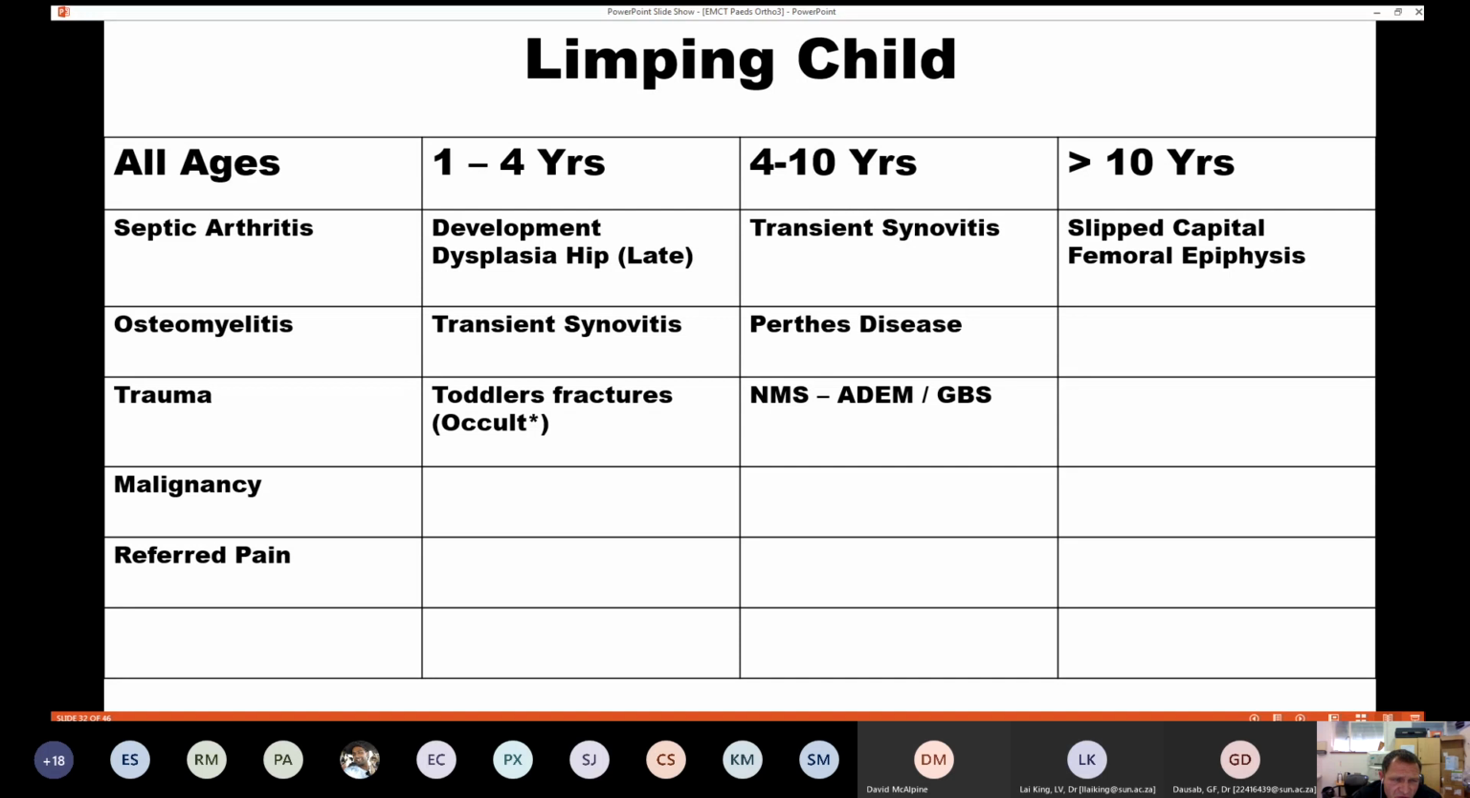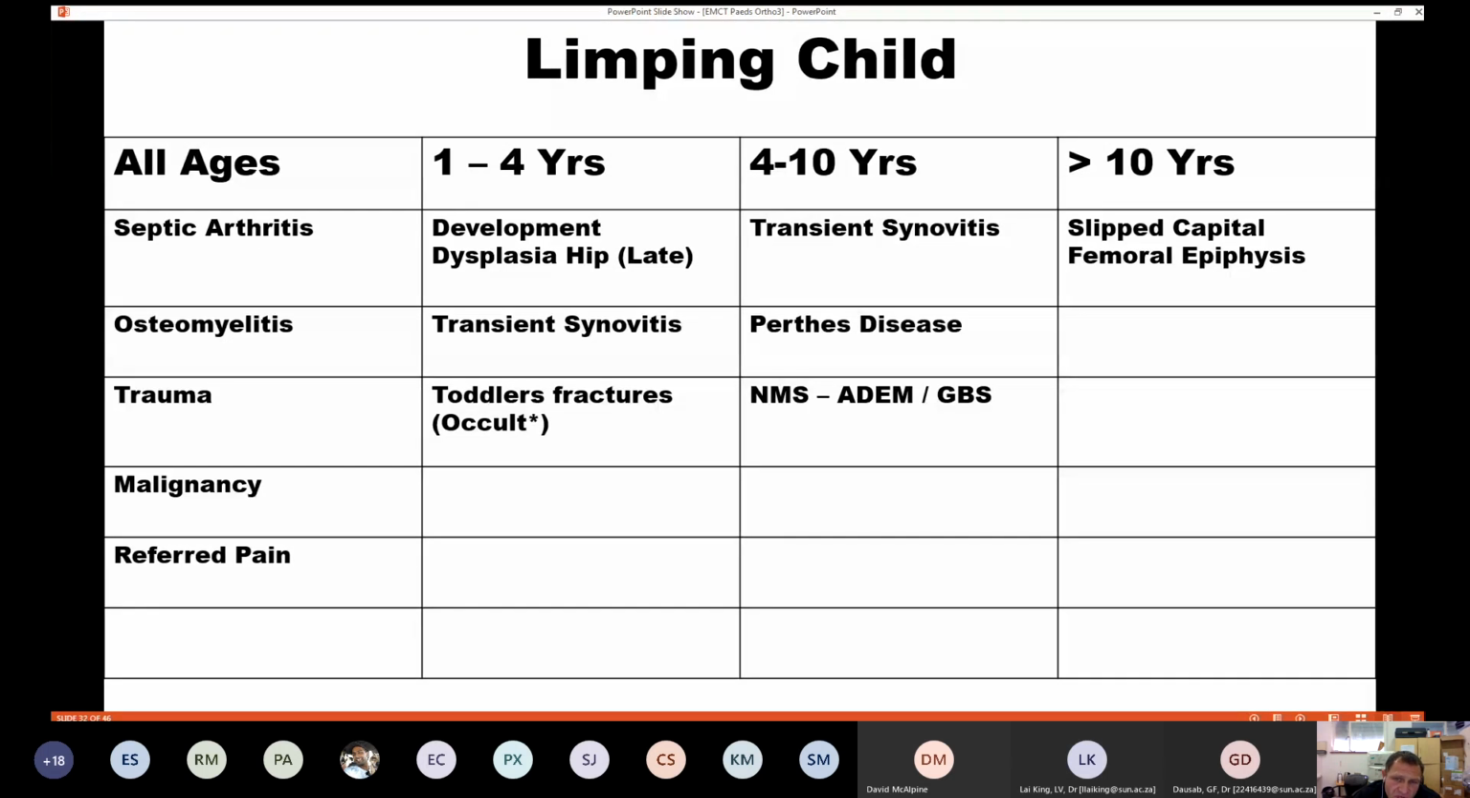Under all ages, septic arthritis is always a condition that we need to exclude because that can have significant prognostic sequelae if we miss it. Osteomyelitis, trauma, and that can be accidental or non-accidental, malignancy, and then pain referred from elsewhere. So knee pain, hip pain, etc. Late onset hip dysplasia for a little bit older children or the 1 to 4 years, transient synovitis, and toddler's fractures, which mostly occur in the tibia.